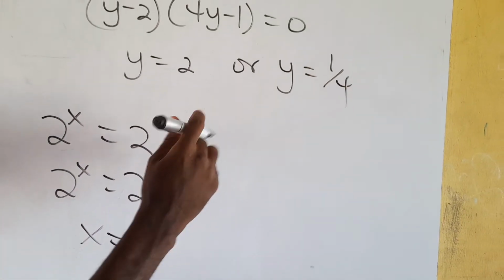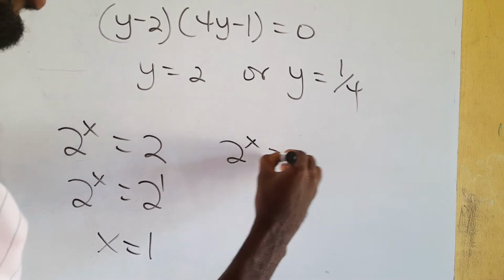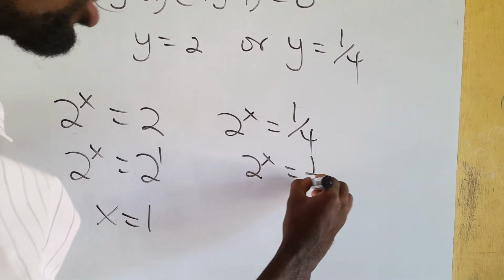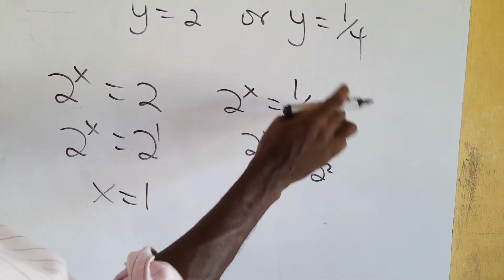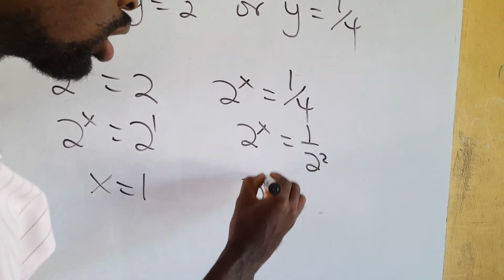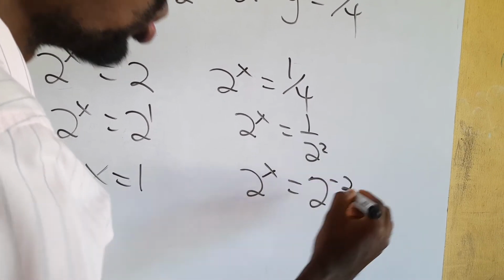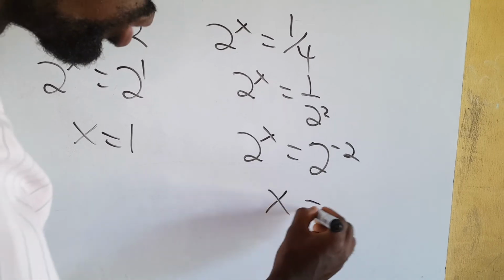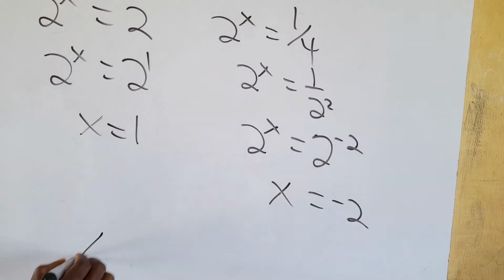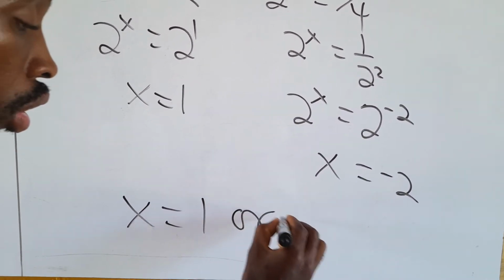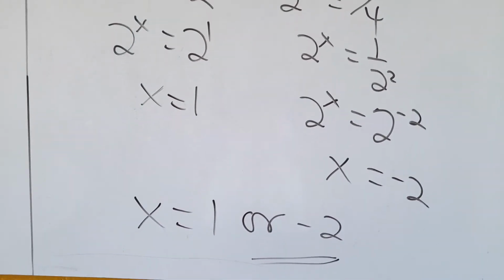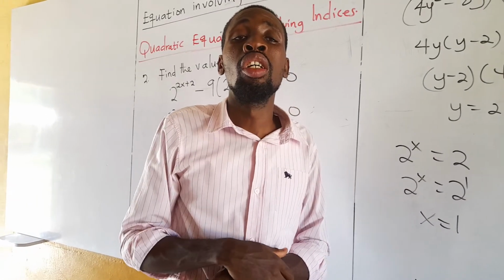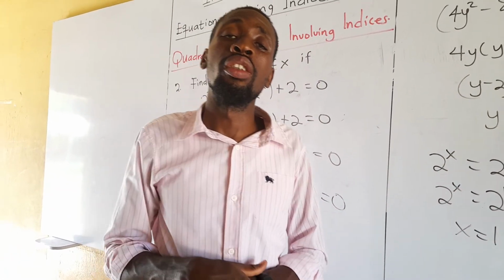In the same vein, 2 exponent x will be equal to 1/4. So 2 exponent x will be equal to 1 over 2 exponent 2, since 2 exponent 2 is 4. We can rewrite this as 2 exponent negative 2 using the properties. So now the bases are the same. We equate the exponents. So we can say our x is 1 or negative 2. I hope you got the same answer.